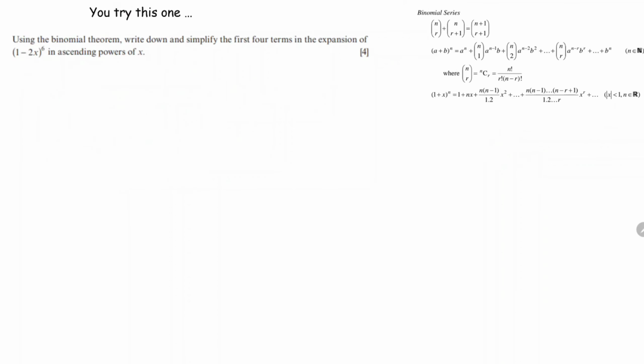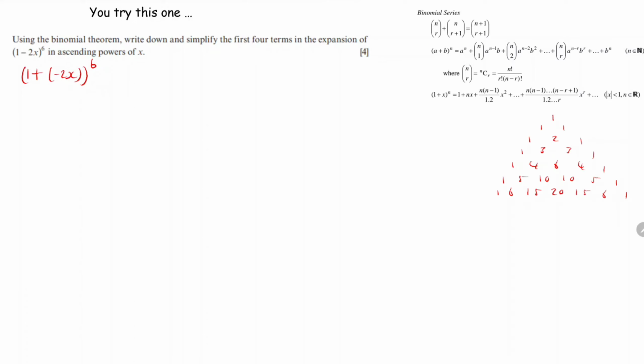Right, if you pause the video and give this one a try, just to give you a hint before you start, it might be desirable to obtain a plus symbol in the middle. So we're going to have 1 plus and then minus 2x, which we're going to raise to the power of 6. You can use this formulation here, or you can use your Pascal's triangle to help you. So pause the video and give this one a try.